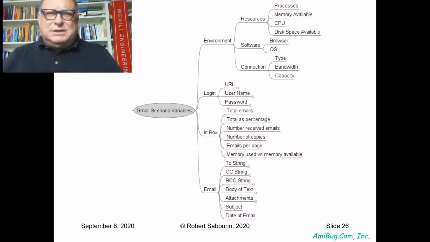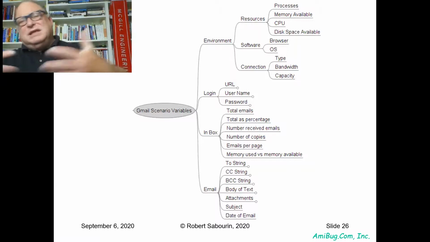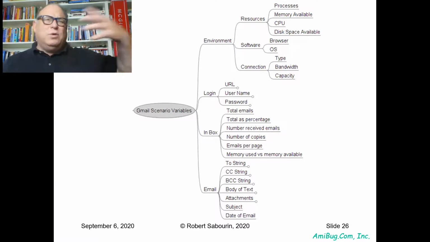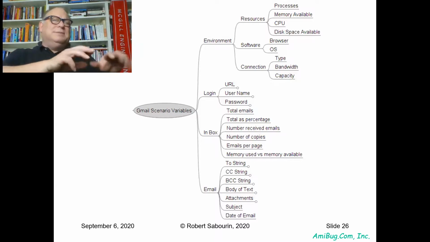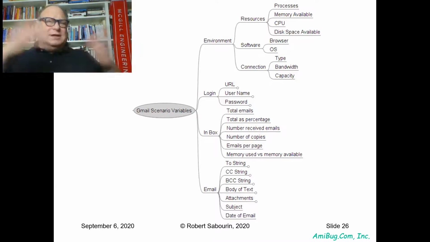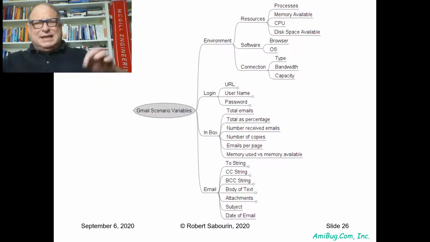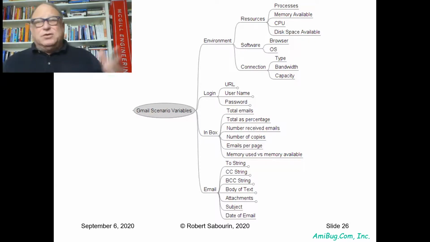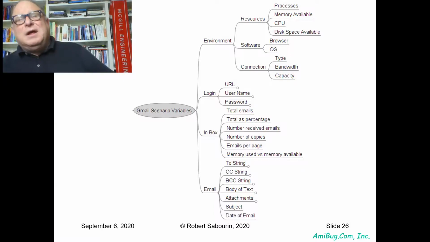Then when you look at Gmail, to get to actually sending an email with an image attachment, there's credentials related to login. First is the URL. How do you get to the login page? Do you type www.gmail.com, or do you type some other weird link to get there? There's your credentials, username and password. Those are variables.